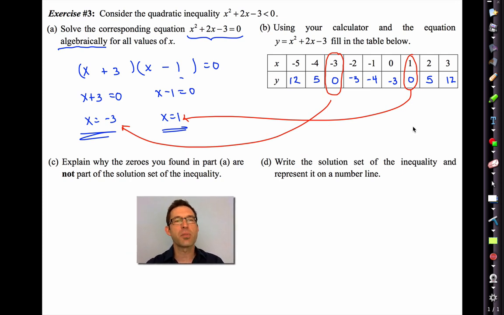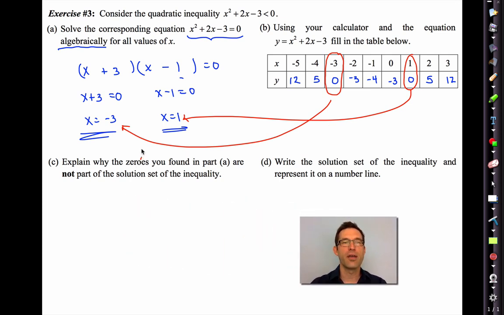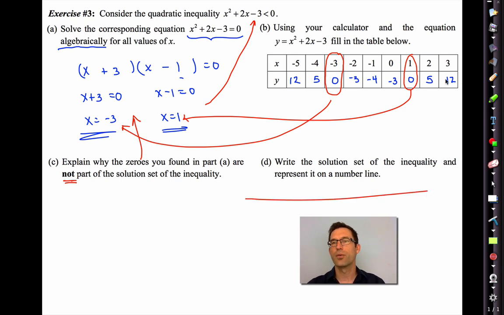Now letter C says, explain why the zeros you found in part A are not part of the solution set of this inequality. So why are negative 3 and positive 1 not part of the solution to that inequality? Think about this for a little bit. Okay, well, hopefully you have it. Whoops, random red line. That's where I draw the line. All right, but this is why.